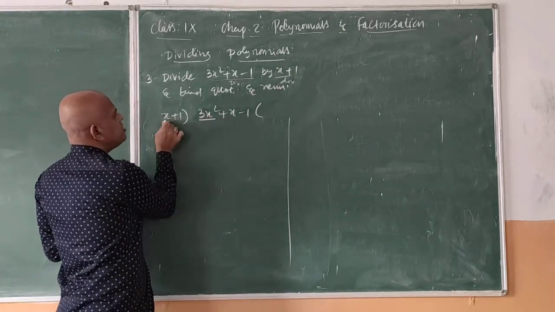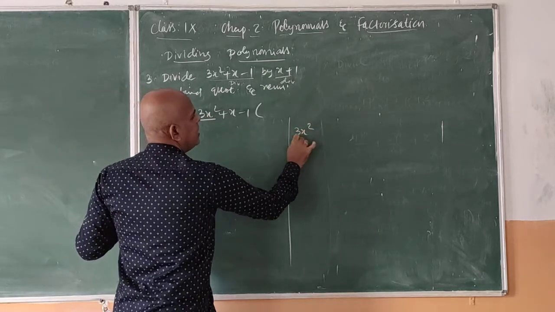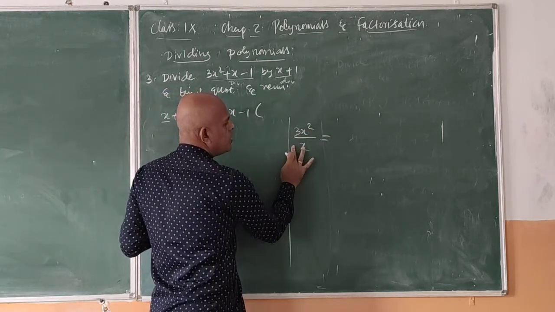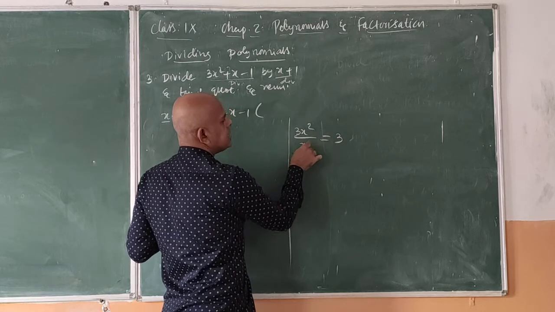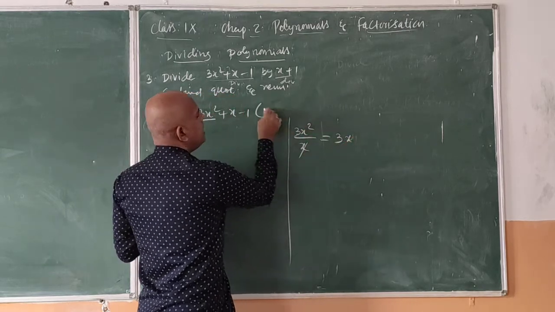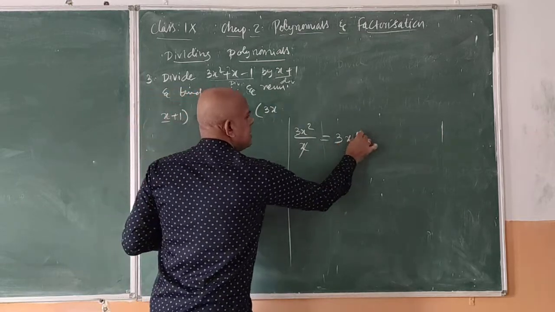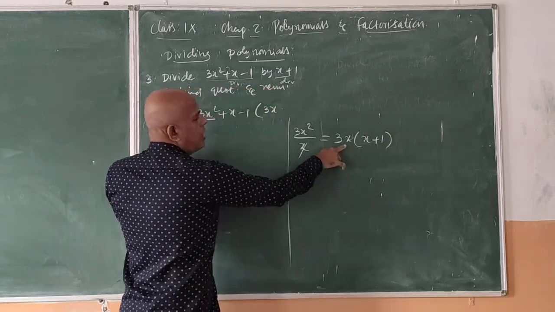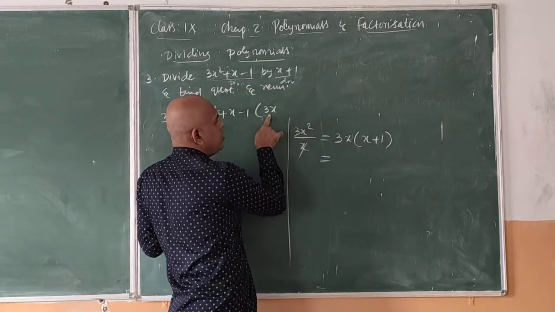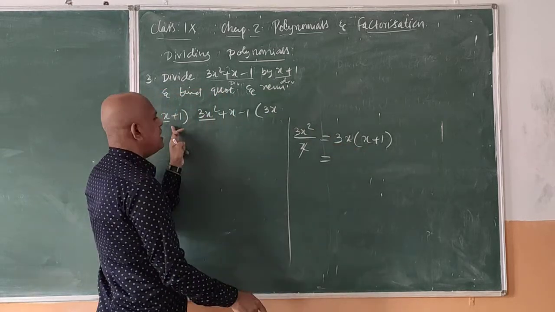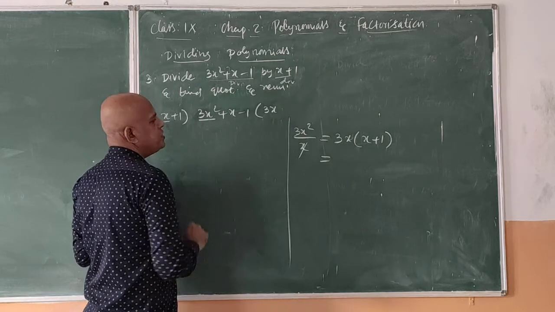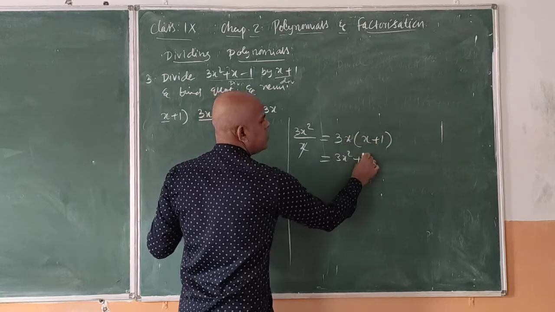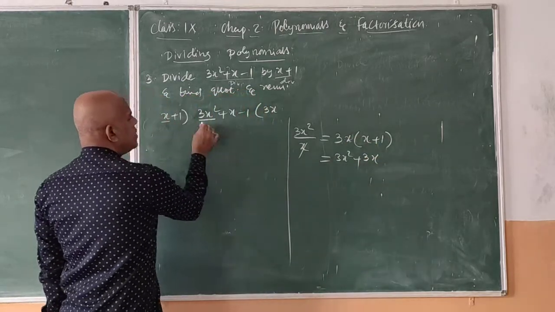So first term by first term. The first term is 3x square divided by x. Then what happens here? 3 stays as it is, and in x square, 1x gets cancelled, 1x remains. So this should be written in the quotient, 3x, and this 3x should be multiplied with the divisor, that is x plus 1. After multiplying, we have to write the result under the dividend. So 3x into x is 3x square, plus 3x into 1 is 3x. Now these two terms you have to write under this one.